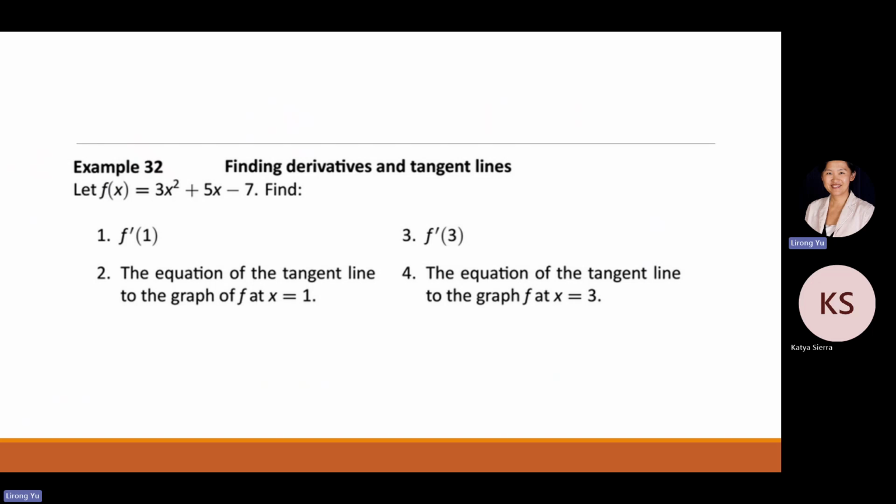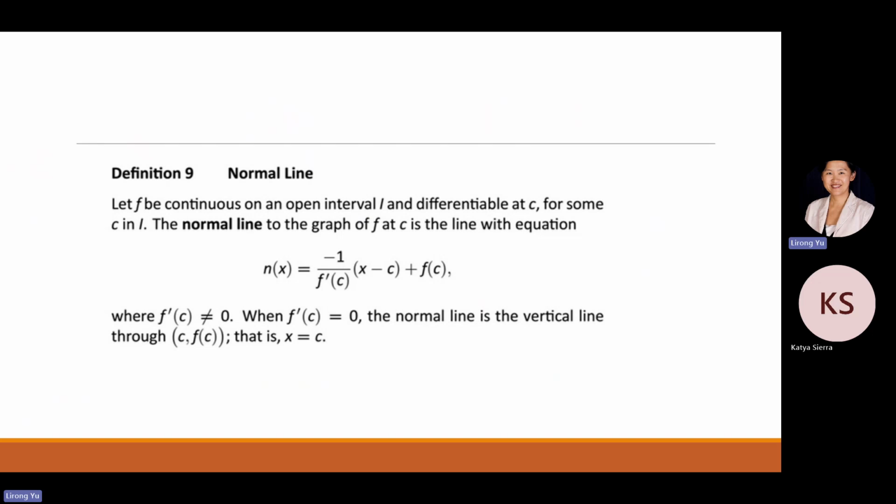So we did this question for exercise, and then we also have the definition for the normal line. The normal line goes through the same point. One is a tangent, one is perpendicular to the tangent. Those are two lines intersecting each other at 90 degrees, and their intersection point is the point of tangency. The point of tangency is the point (c, f of c). The c is the x value, f of c is the y value.